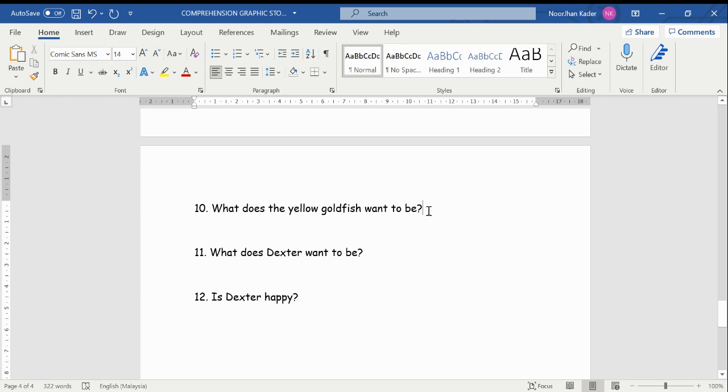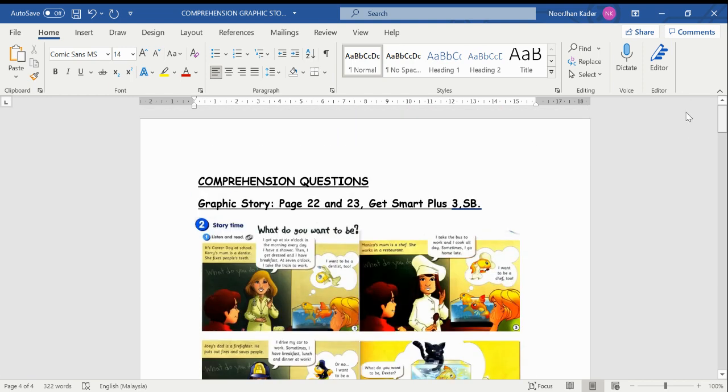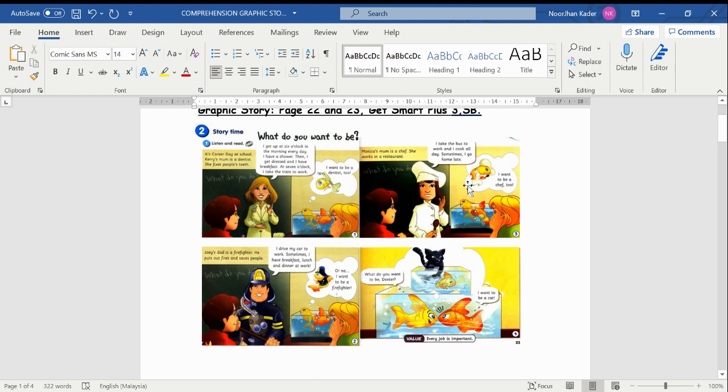So this one definitely is referring to the third frame here. Okay. So you can see the third frame. What does the goldfish want to be? It wants to be a chef.